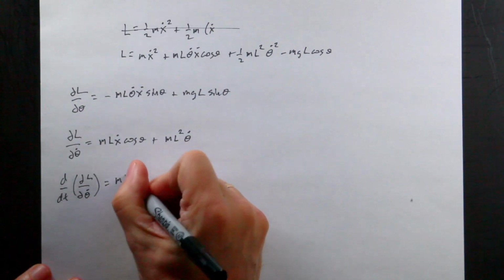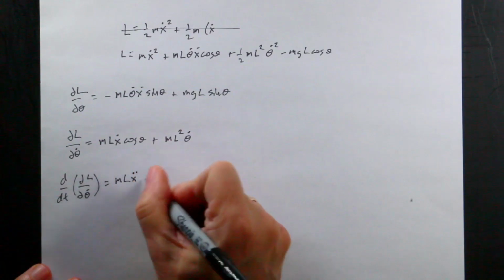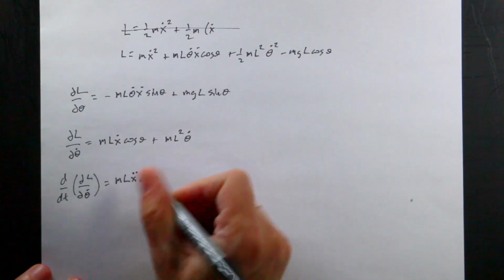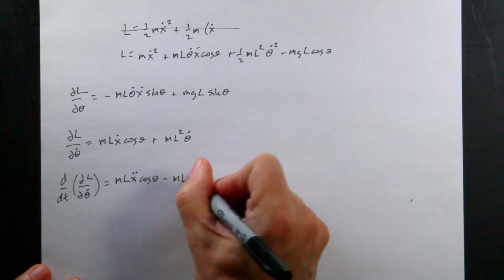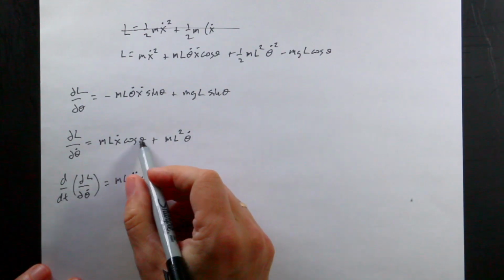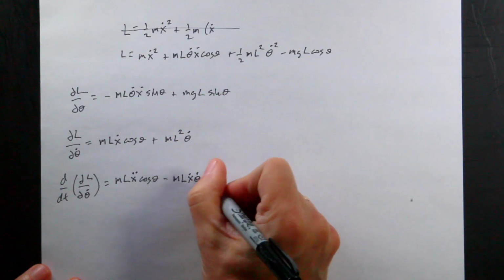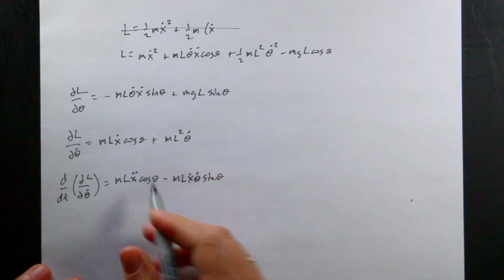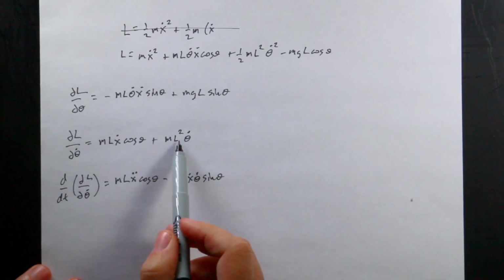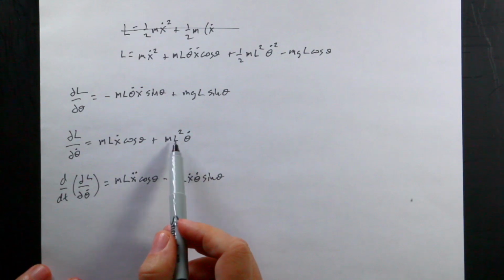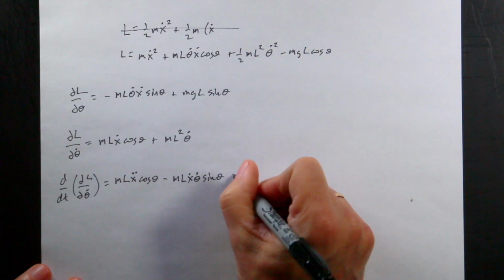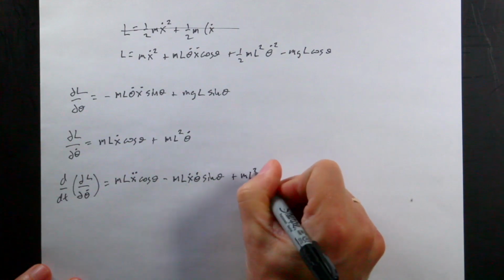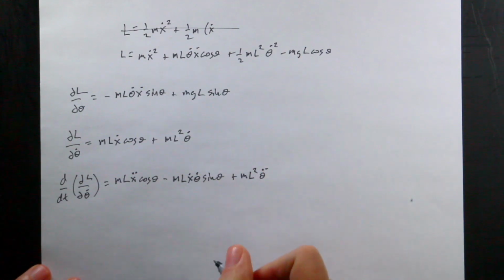So I get m L x double dot cosine theta. Now after this term, I get minus m L x dot. I'm going to get a theta dot when I take the derivative of the inside, so I want to put it right there: theta dot sine theta. So that's the derivative of that term. Now over here, I only have one term that depends on theta or time, and it's theta dot. So I get plus m L squared theta double dot.